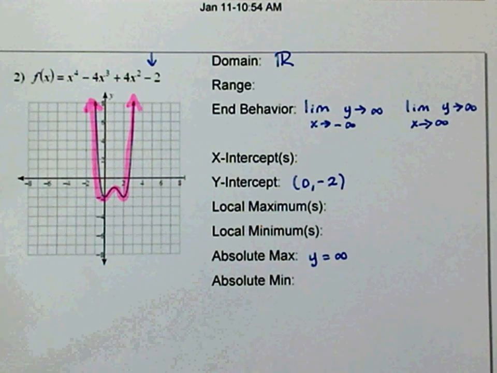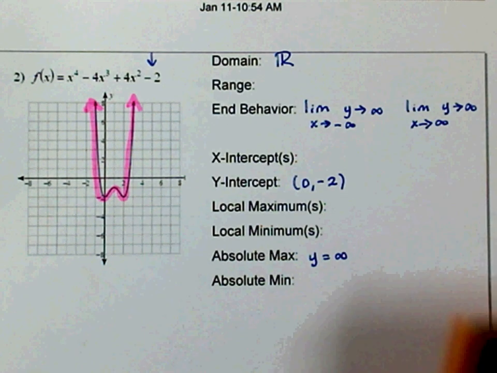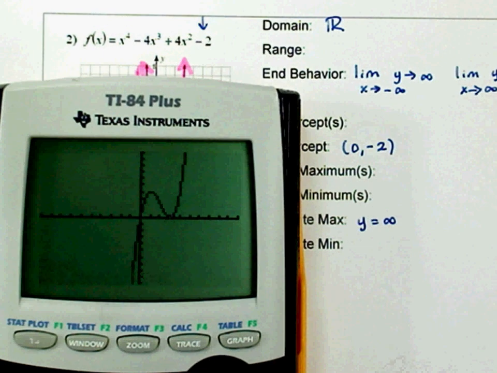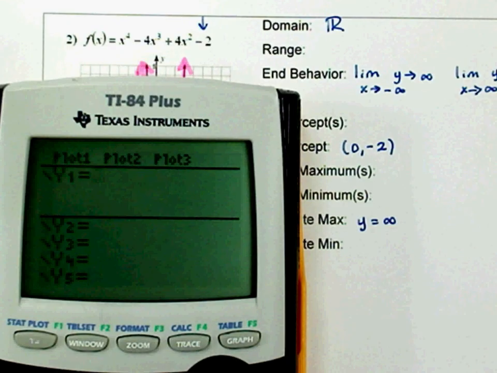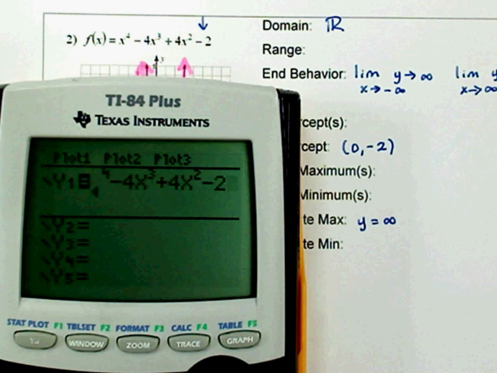All right, let's go ahead and use our calculator to find the other part. You guys ready? Okay. Type in your equation. Go to y equal. I'm going to clear. Type in x raised to the 4th minus 4x raised to the 3rd plus 4x squared minus 2. Okay, you see all that? Hit graph.